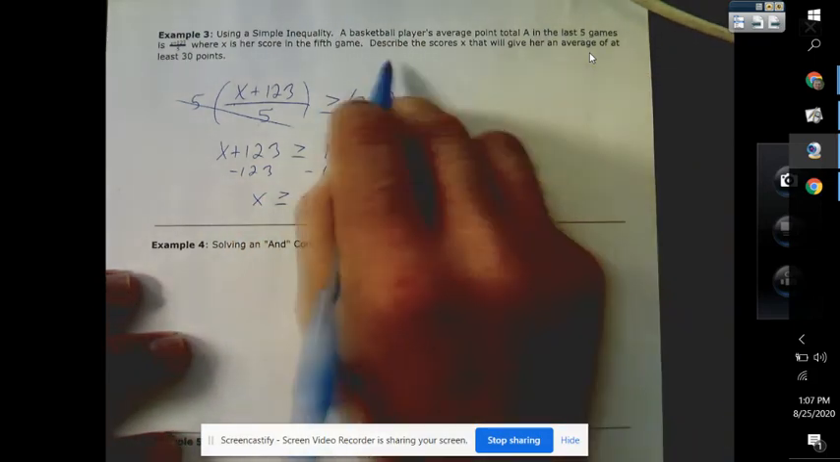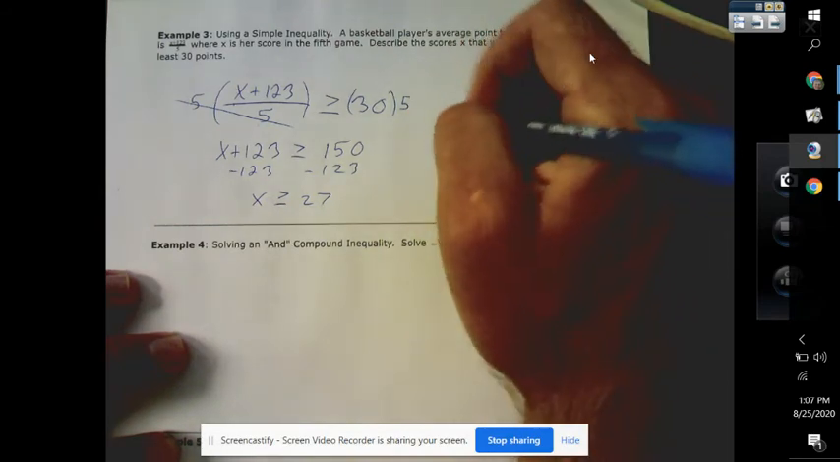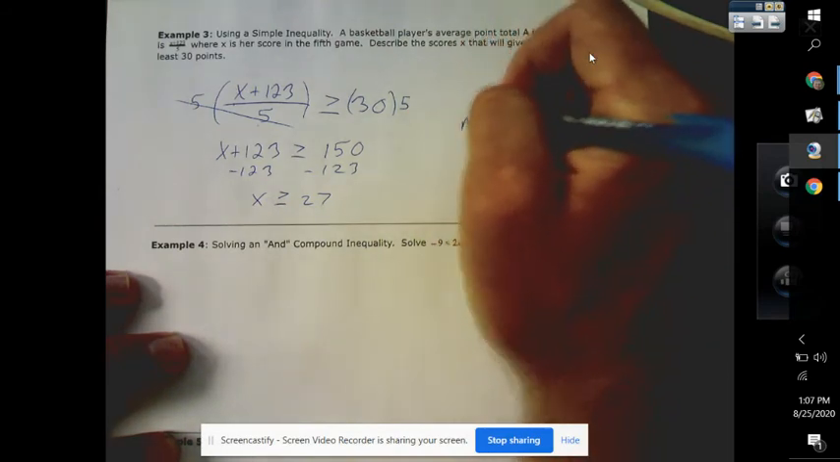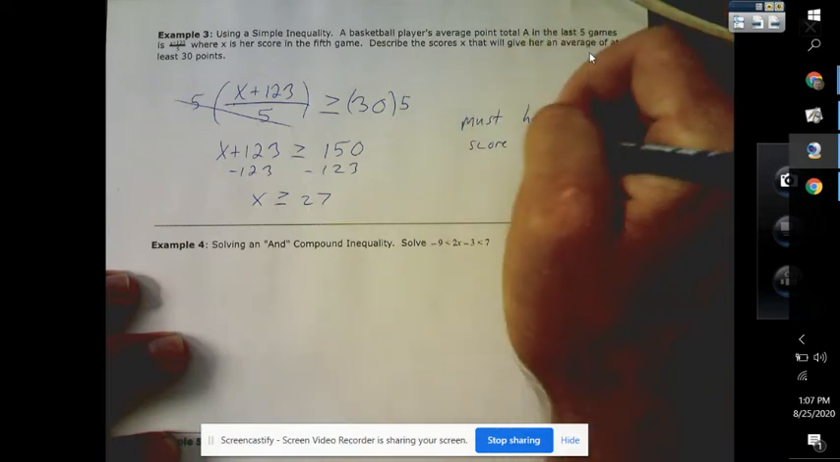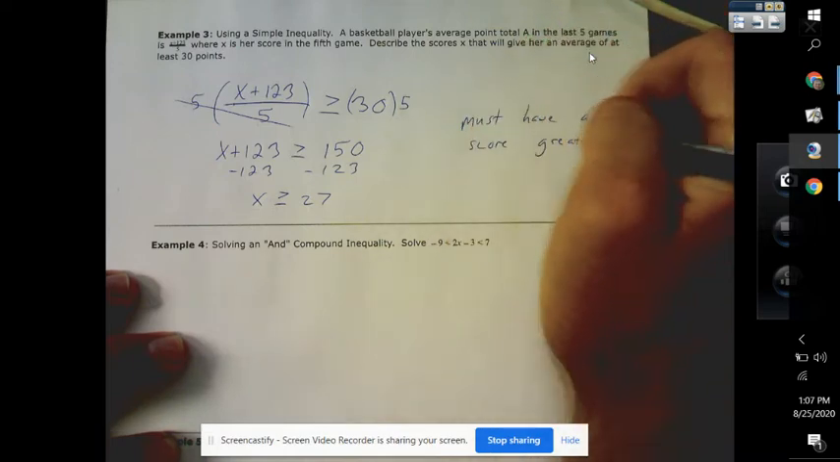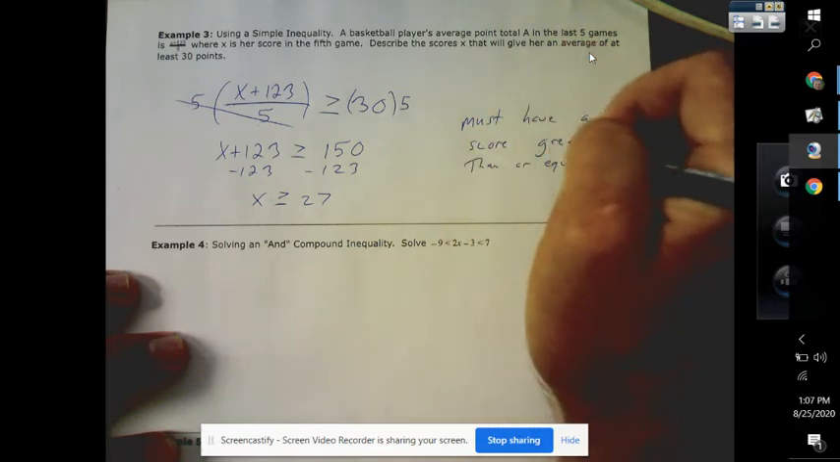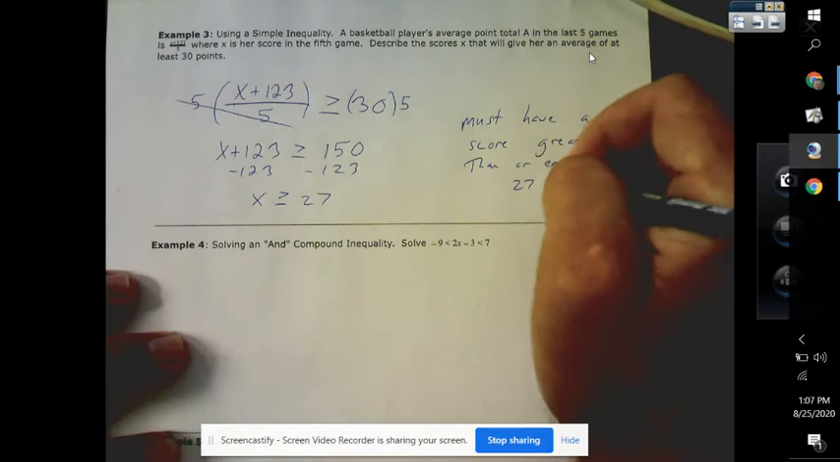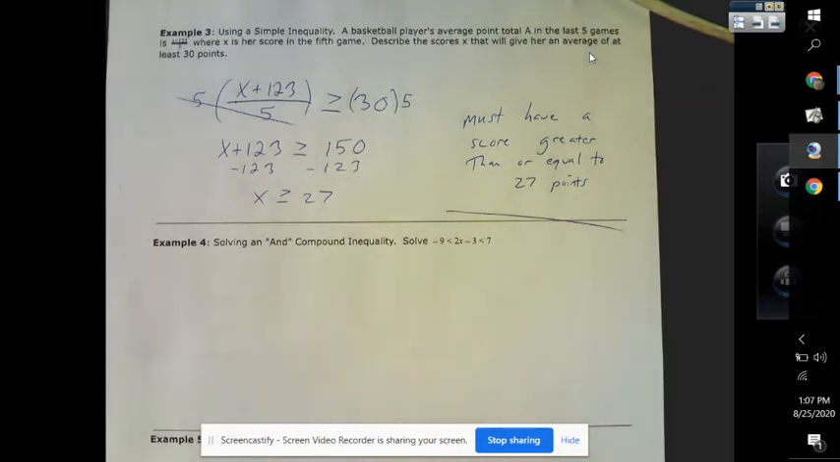Now, describe the score as x that will give her an average of at least 30 points. Okay. Must have a score greater than or equal to 27 points. Okay, or however you want to write that. You could say at least 27 points, so on. That's a good way of saying it as well.